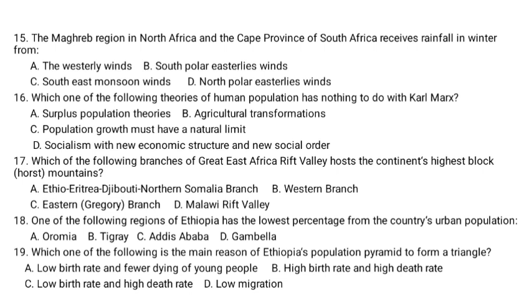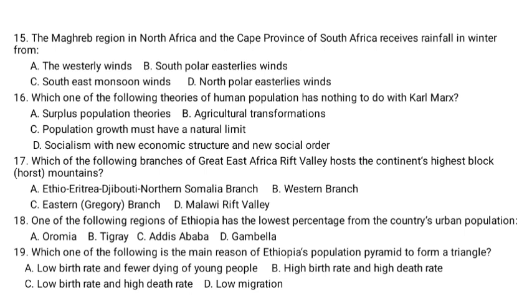Question number 18. One of the following regions of Ethiopia has the lowest percentage of the country's urban population. A. Oromoo. B. Tigray. C. Addis Ababa. D. Gambella. Question number 19. Which one of the following is the main reason for Ethiopia's population pyramid forming a triangle? A. Low birth rates and fewer deaths of young people. B. High birth rate and a high death rate. C. Low birth rate and a high death rate. D. Low migration.